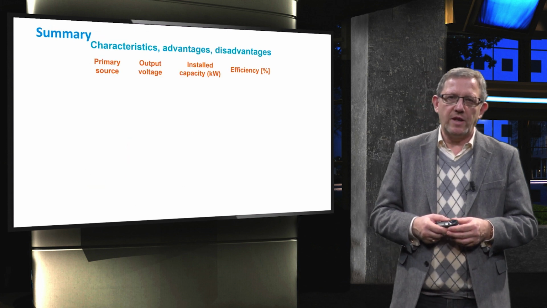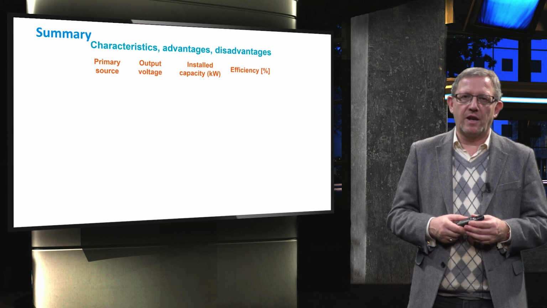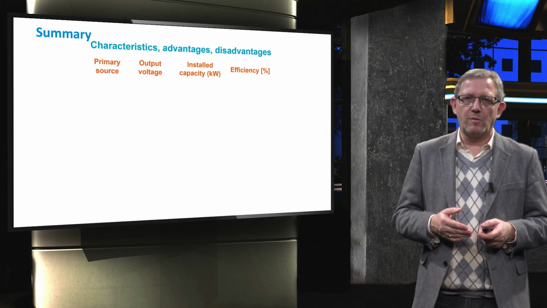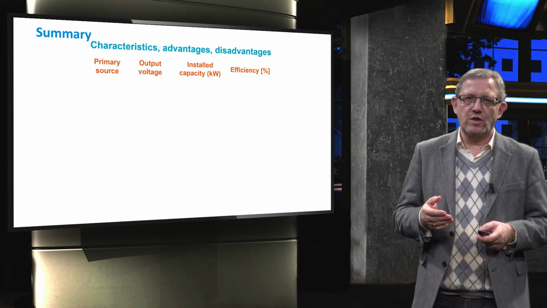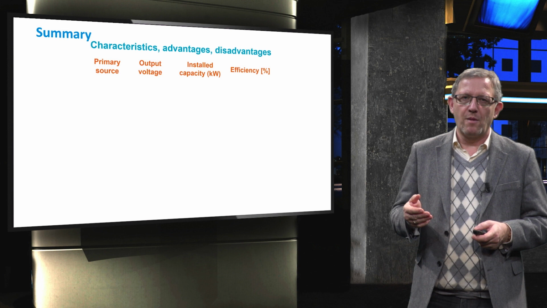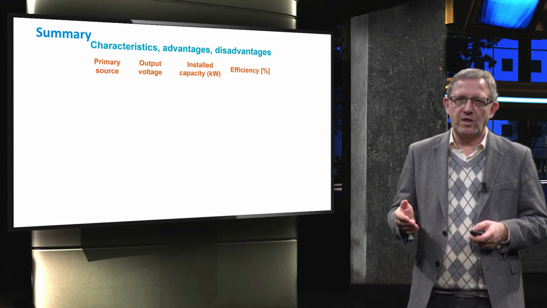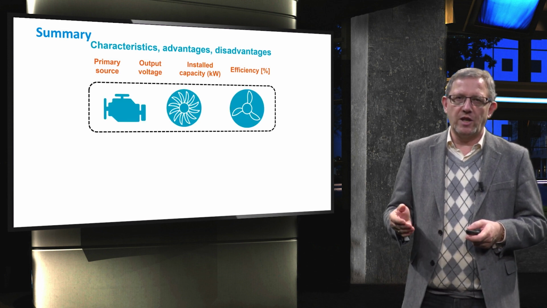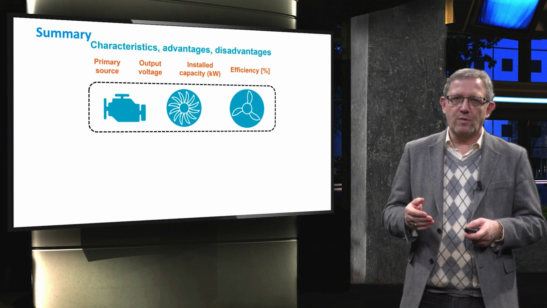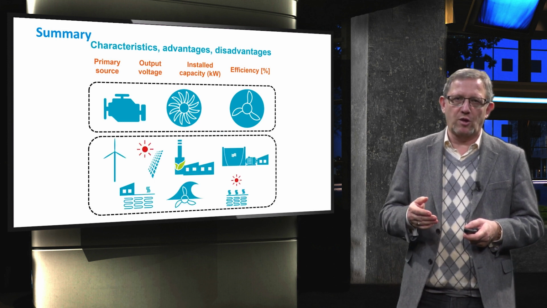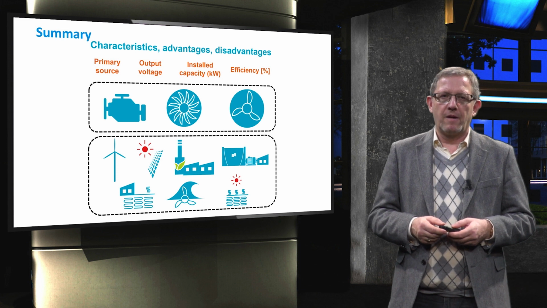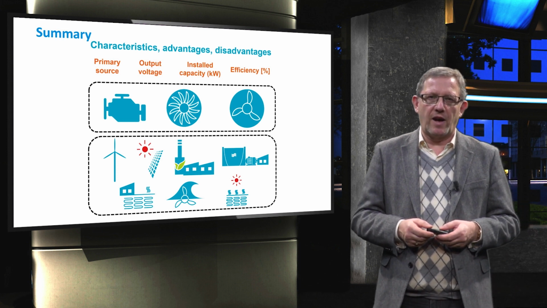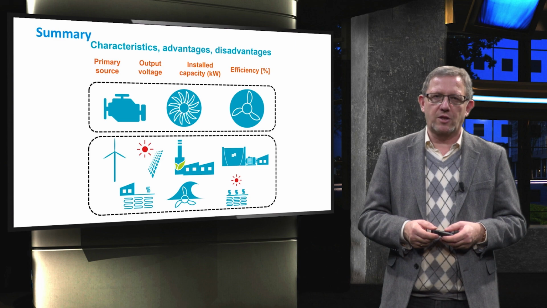Well, in this video we summarize the characteristics, advantages and disadvantages in terms of primary source, output voltage, installed capacity and electrical efficiency for distributed generator units based on non-renewable and renewable energies, such as reciprocating engine, gas turbine and microturbine, as well as renewable energies, wind turbine, solar photovoltaics, biomass power plant, hydro, geothermal, ocean energy and solar thermal plant. In the next video, we mainly address advantages and disadvantages of various storage technologies.